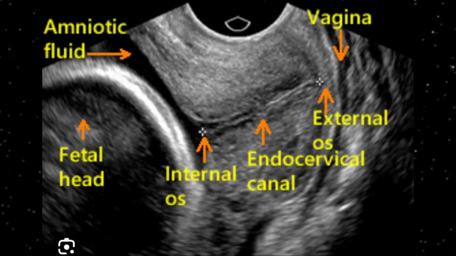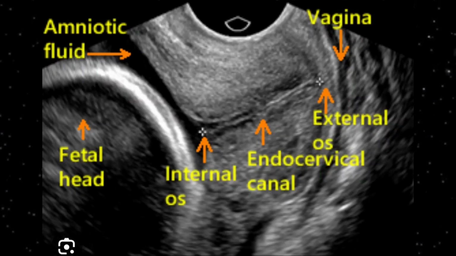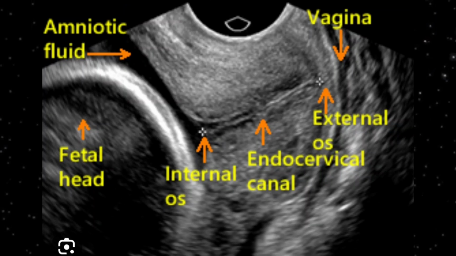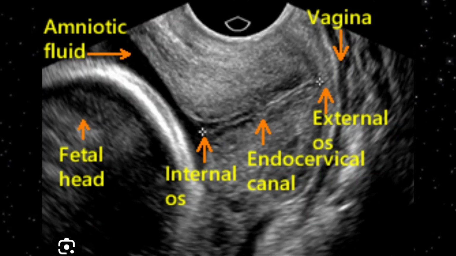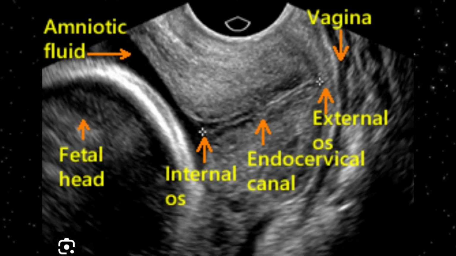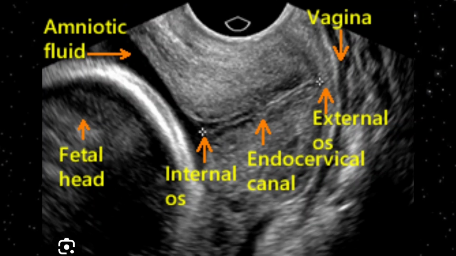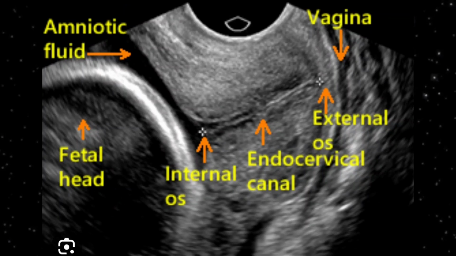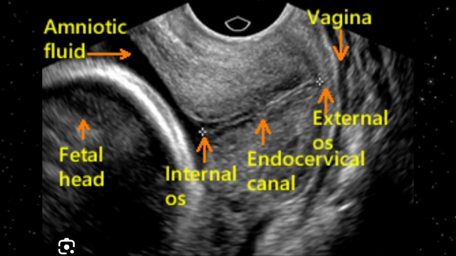Before going to talk about cervical incompetence, it's worth discussing the ultrasound anatomy. This image beautifully explains all the anatomy. So let's start from the left side. On the left side, you can appreciate the fetal head, and to some extent amniotic fluid is also visible in the view.